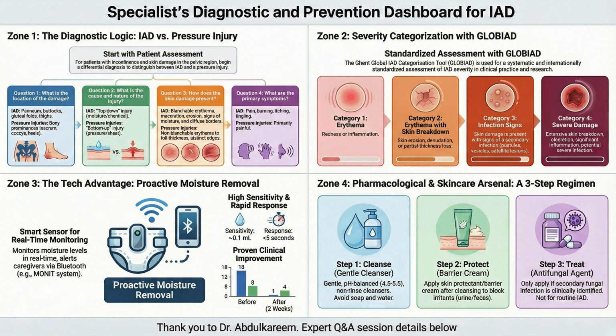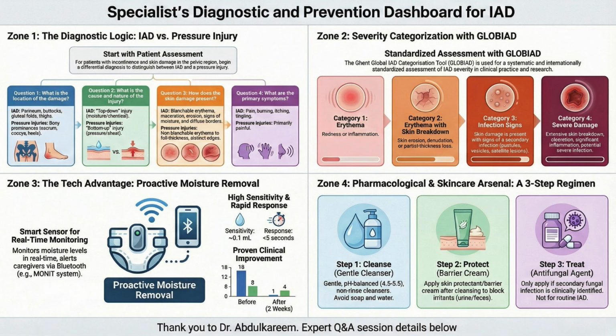Excellent summary. Before we sign off, I want to leave our listeners with a final thought to mull over, something to take back to their teams. We talked about that Monit sensor system and how it reduced a severe IAD score from 18 down to 1 just by enabling real-time changes. Right, and this brings me to a provocative thought, a question really, regarding our standard of care. Go ahead. We often accept high prevalence of IAD as some sort of unfortunate but unavoidable consequence of hospitalization or aging. But the data shows it is not inevitable. It's a failure of monitoring.